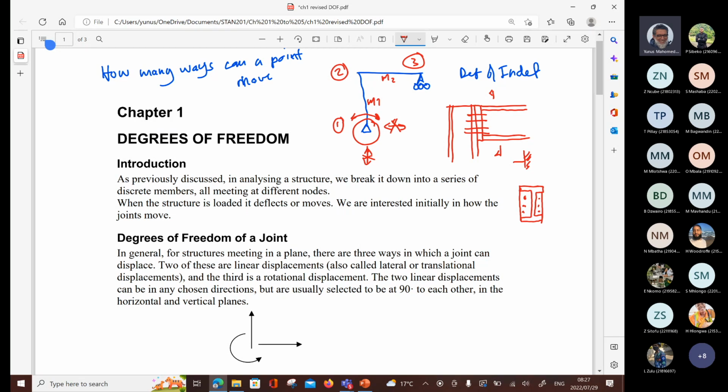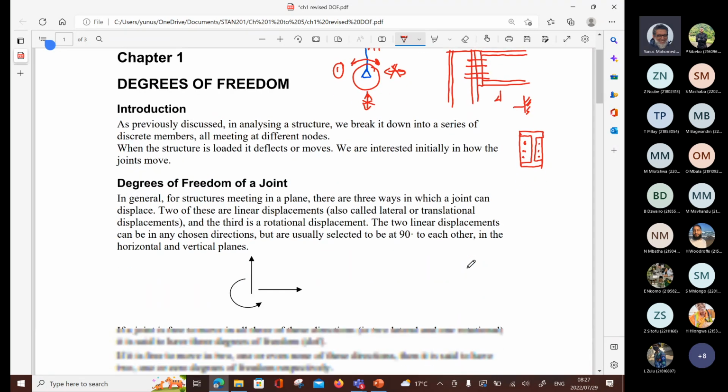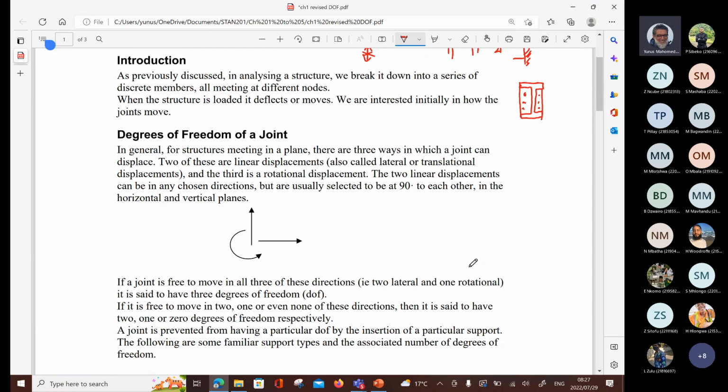We're interested initially in how these joints move. So, degrees of freedom. In general, for structures meeting in a plane, there are 3 ways in which joints can displace. Two of these are linear, so you can have a horizontal and a vertical movement. And the third is rotational displacement. So here you have a rotation. The 2 linear displacements can be in any chosen direction.